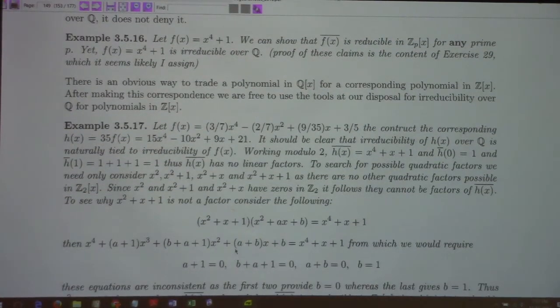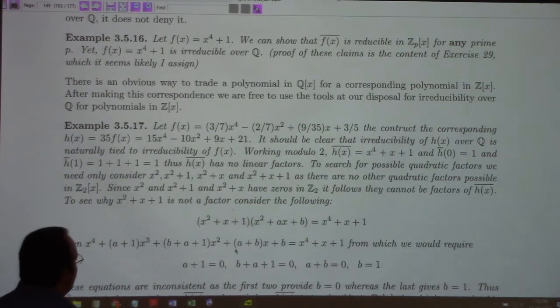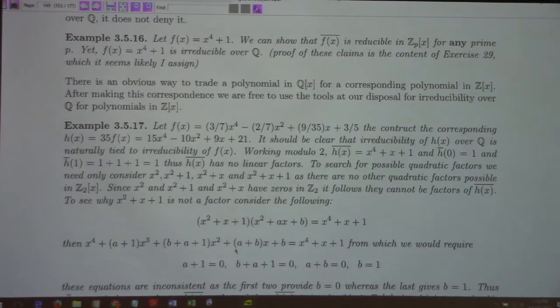This is one of your homework exercises. I warned you, this one is difficult. f(x) equals x to the fourth plus 1. You can show that the reduced polynomial is reducible in Zp[x] for any prime. So this pesky example is a counterexample to the method. It says reduction mod p doesn't always work. There are polynomials which escape its grasp.